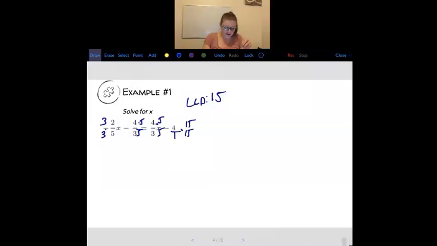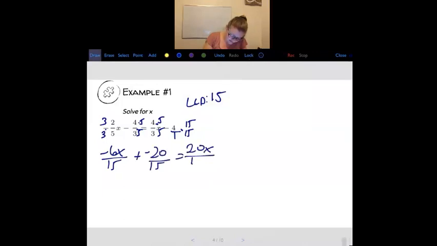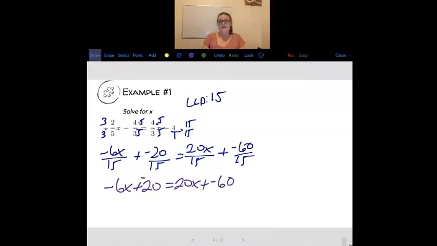One thing I'm going to do as well is notice how x is just hanging off to the side here. I'm going to put it with the numerator. That's where it can actually go. I'm also going to put any negative signs with the numerator. So this becomes negative 6x over 15 plus negative 20 over 15 equal to 20x over 15 plus negative 60 over 15. Now that the denominators are the same, we can let them go, just like the principle we talked about, and solve the remaining equation. So this is negative 6x plus negative 20 equals 20x plus negative 60. Look, we have a linear equation.